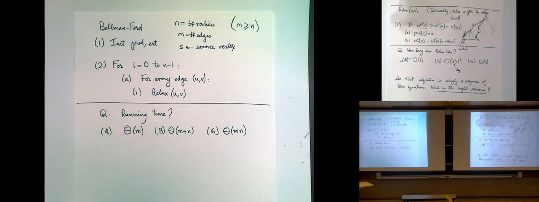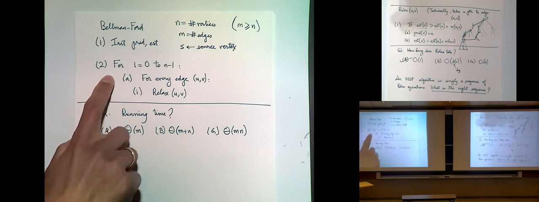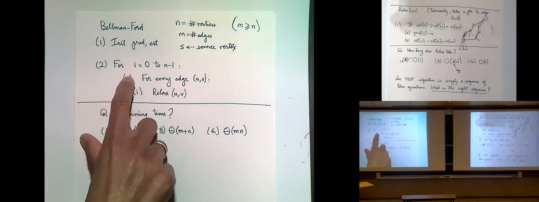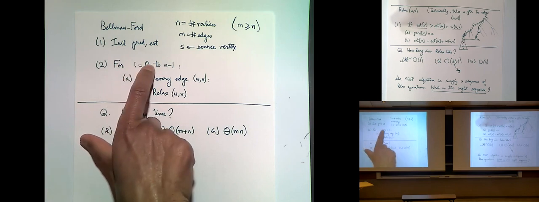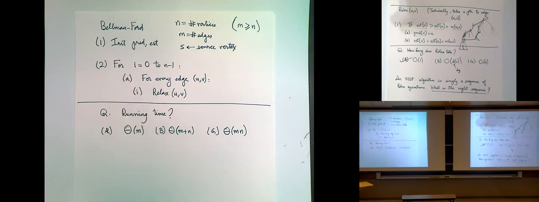Does everyone see why the running time is m times n? It's just nested for loops, right? This outer for loop is just going to multiply whatever the running time is by n.